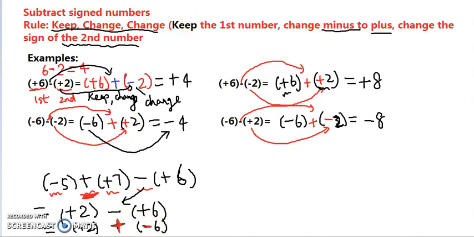And next we're going to use the addition rule again. Because they have opposite signs, 1 plus and 1 minus, we pick the sign of the larger. 6 is larger, so take minus and subtract them. We get 6 minus 2, that's 4. So that's the answer to this question.